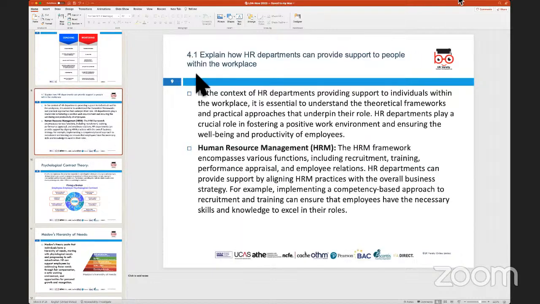Now, any questions on this so far? Right. If there are no questions, we'll get into some of the assessment criteria related to this particular learning outcome.